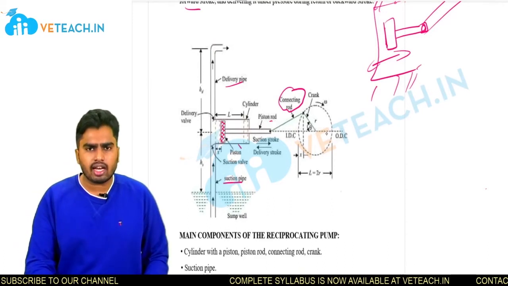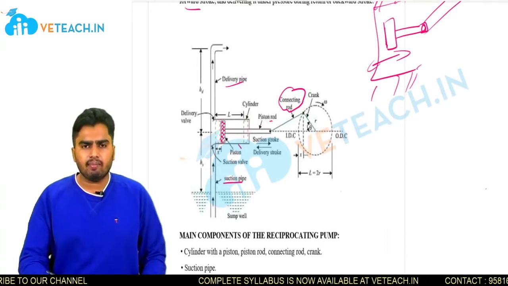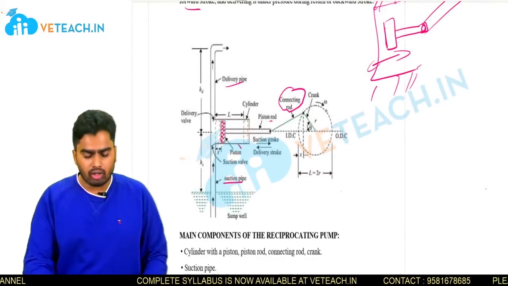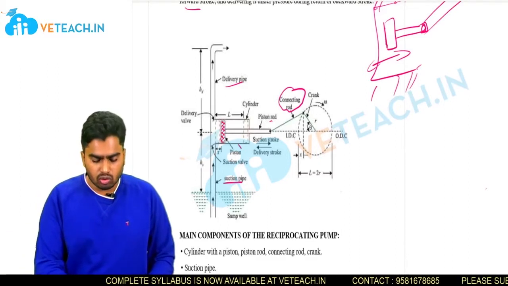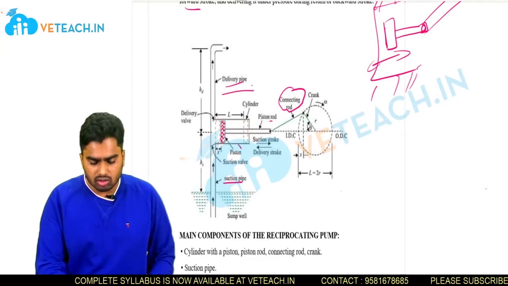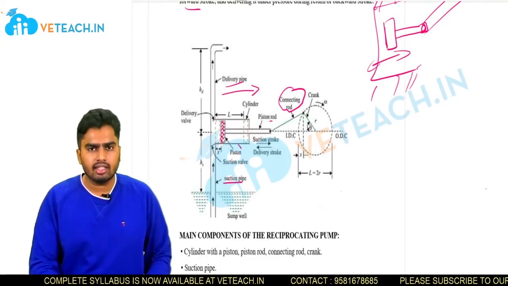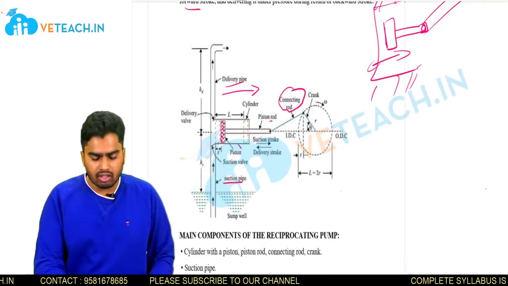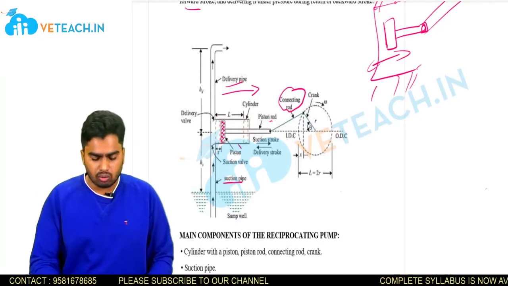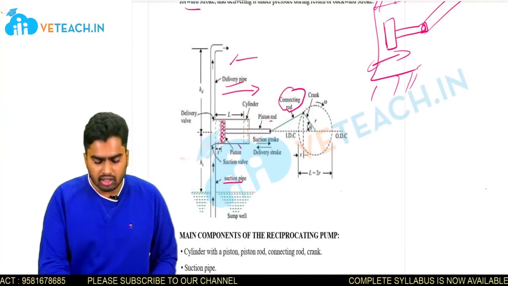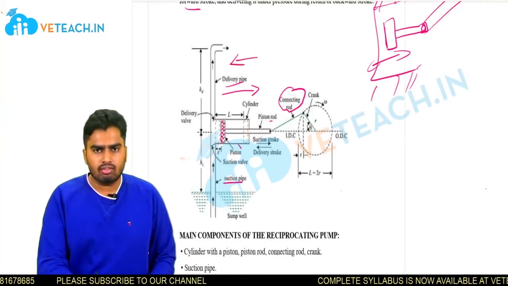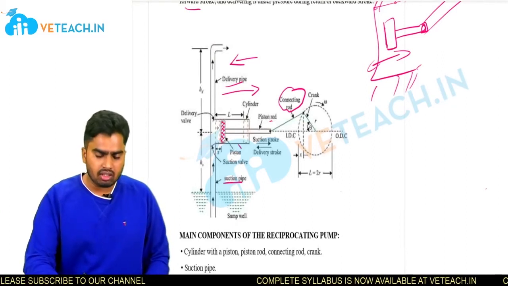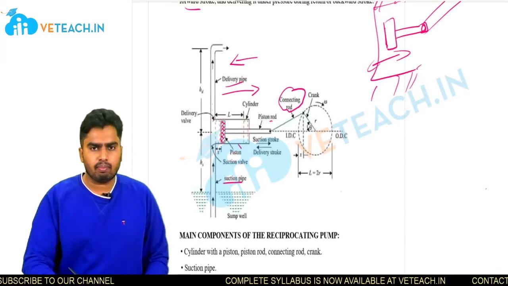Who will run this crank? We will generally run this crank with the help of an electric motor. Whenever this crank is rotating, the piston will also reciprocate. If the piston is moving towards the crank end, we name it suction. During this motion we will suck the fluid. When the piston is moving from the crank side to the other side, from right to left, this is known as the return stroke or delivery stroke. During this, the piston will send the fluid into the delivery pipe.